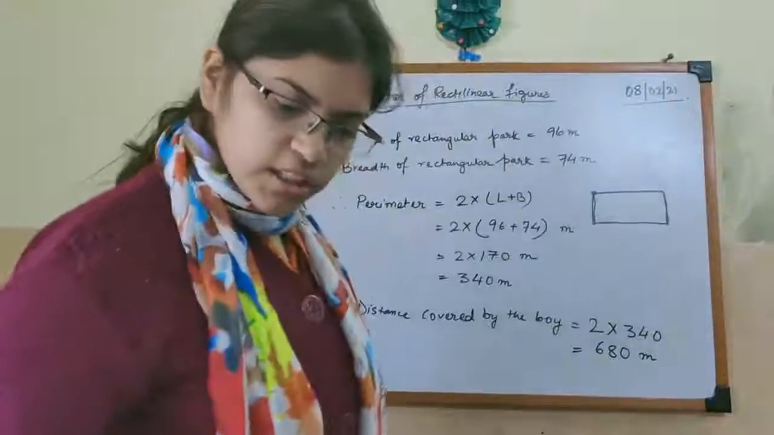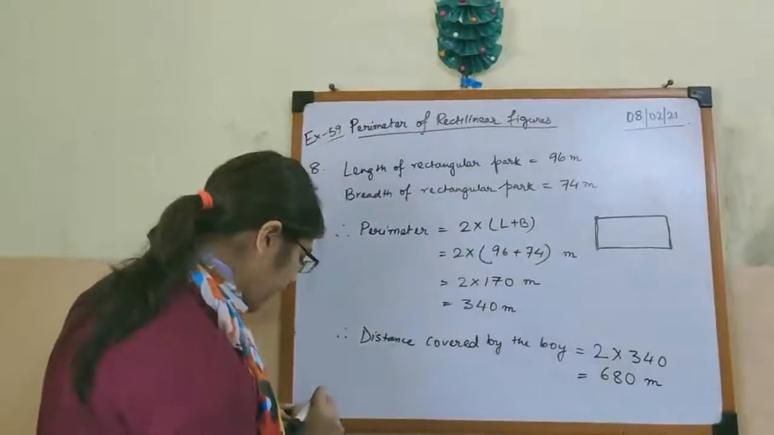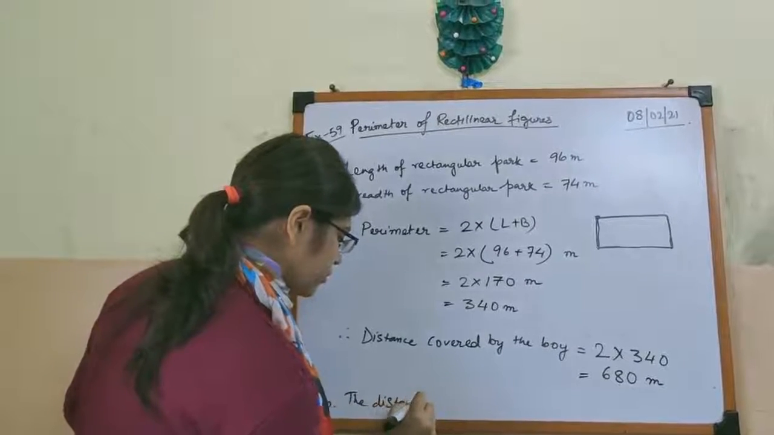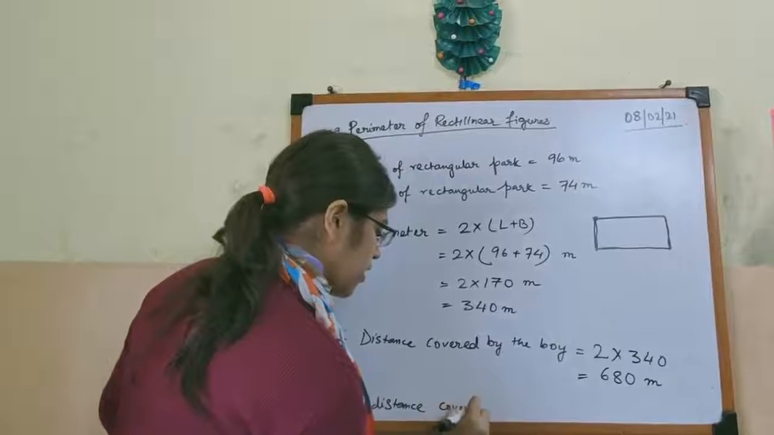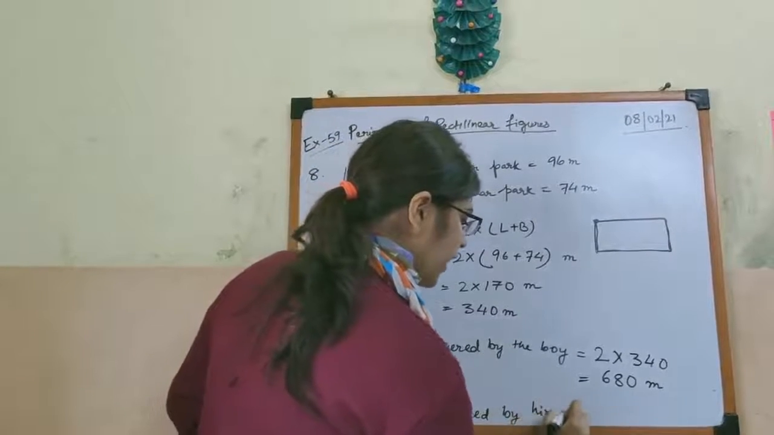So what was the question? The question was, find the distance covered by him. So we will write the answer as the distance covered by him is 680 meter.